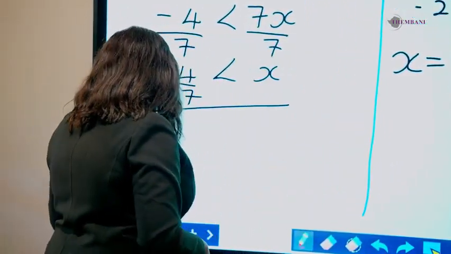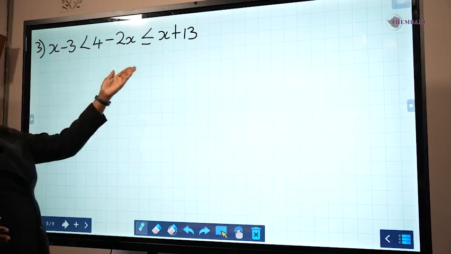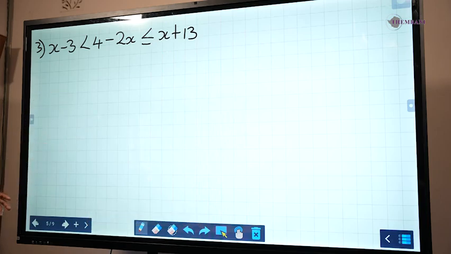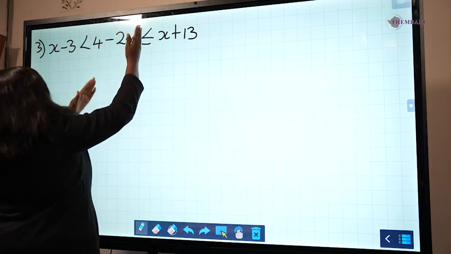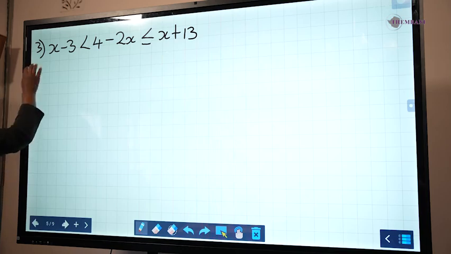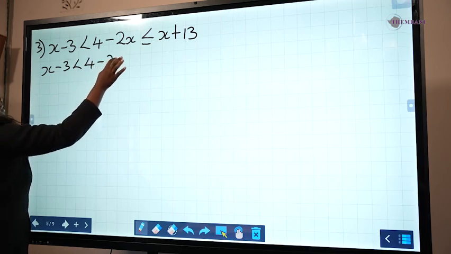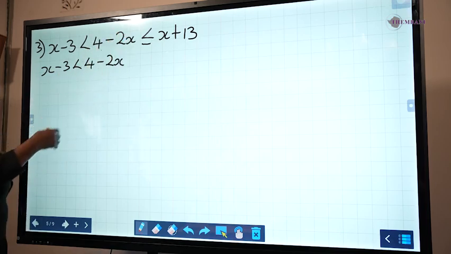I'm going to do another question. We are starting by solving. This is now a simultaneous inequality. We solve it first. After solving, we represent on a number line. After representing on a number line, we find again the solution set. So this is our question. I said when we are solving a simultaneous inequality, close one inequality sign, focus on one, close the other one, focus on the other end. So in this case, I'm focusing on x minus 3 is less than 4 minus 2x. I'm ending where the inequality sign is starting.